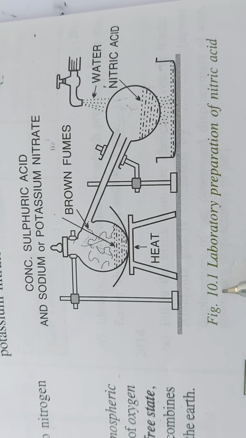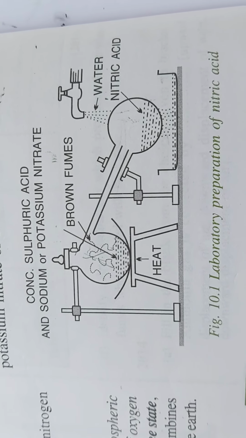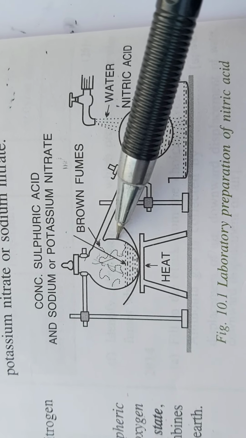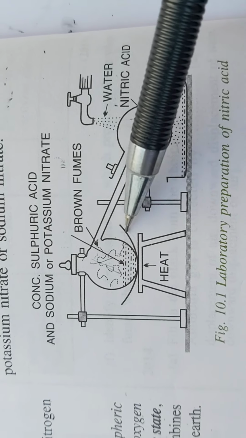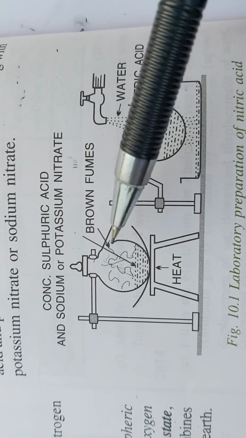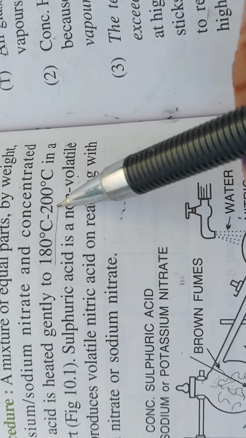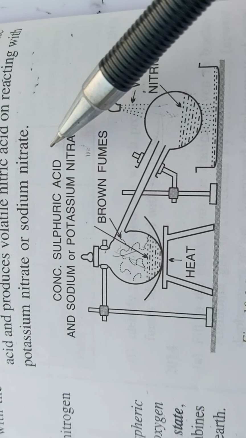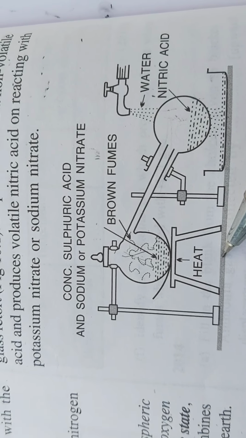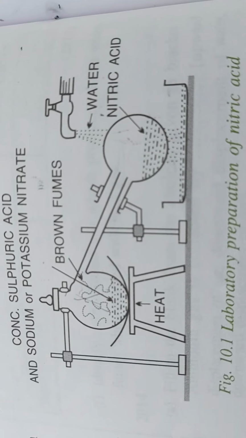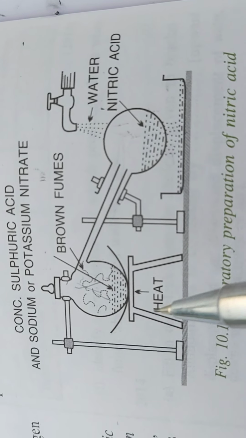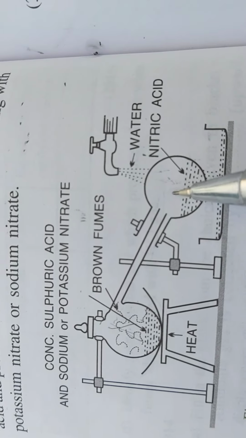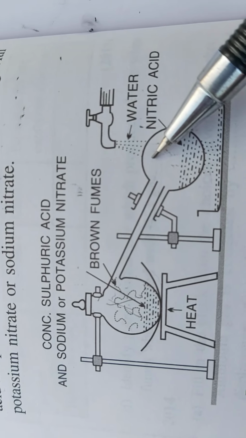Now see this diagram. 10.1, laboratory preparation of nitric acid is given. First of all, we will take potassium nitrate or sodium nitrate in this retort glass. Then temperature will be 180 degrees Celsius to 200 degrees Celsius, and concentrated sulfuric acid is also taken in this beaker. On heating, brown gas fumes will be formed, meaning nitrogen dioxide, which will enter into this another beaker with the help of this delivery tube. Then pure nitric acid will be formed.